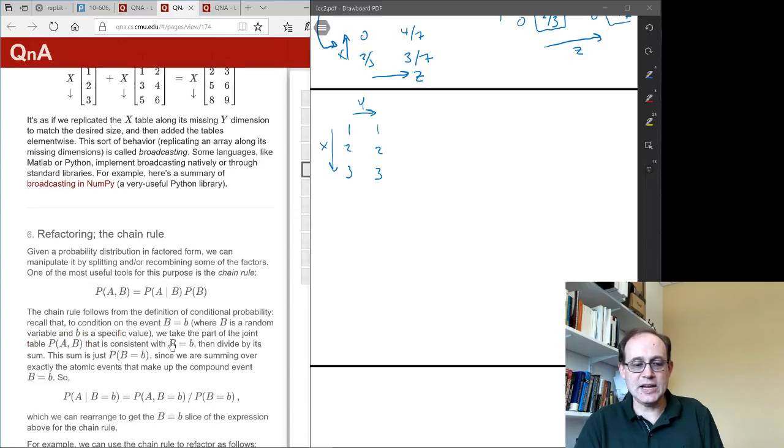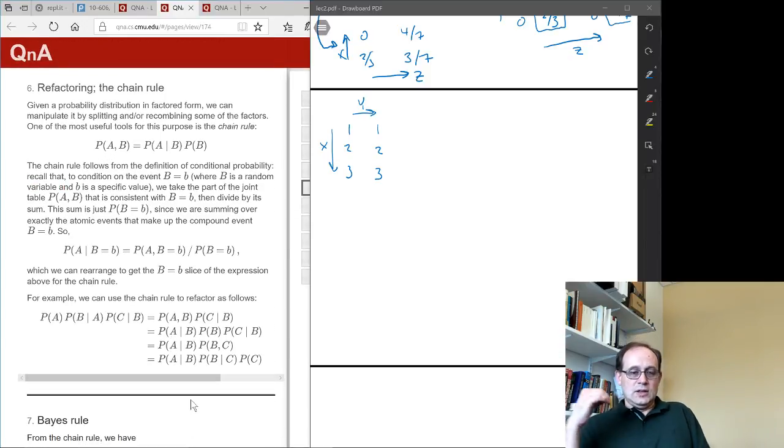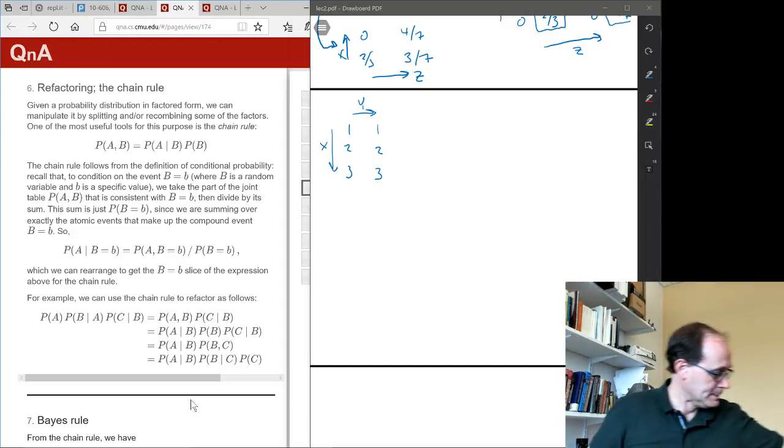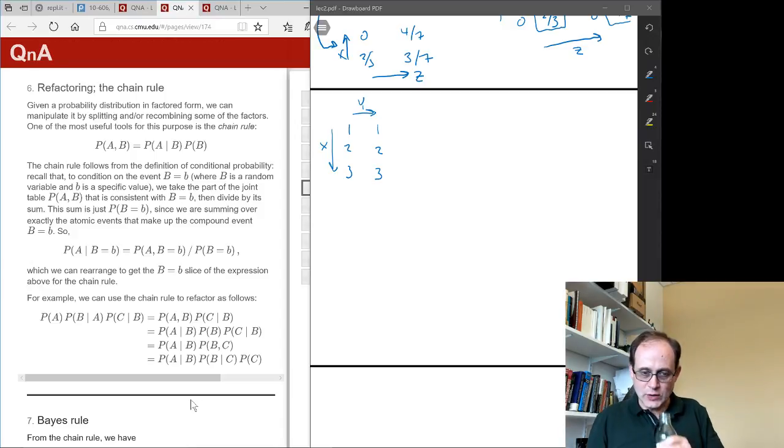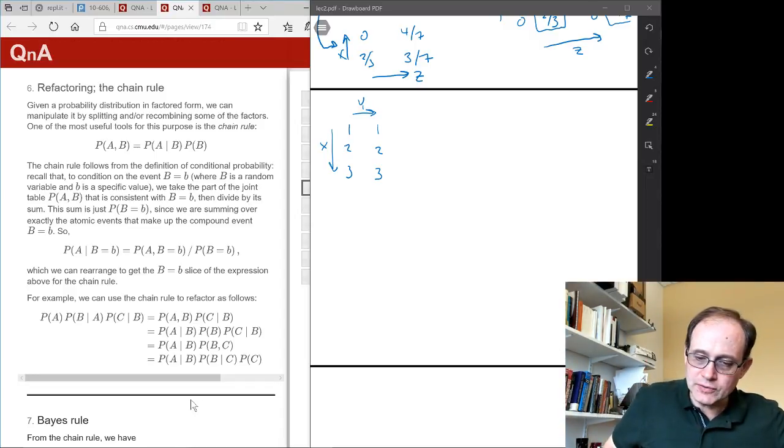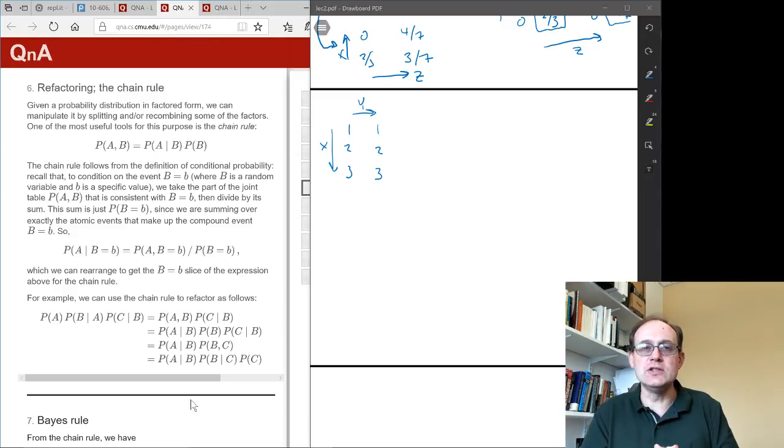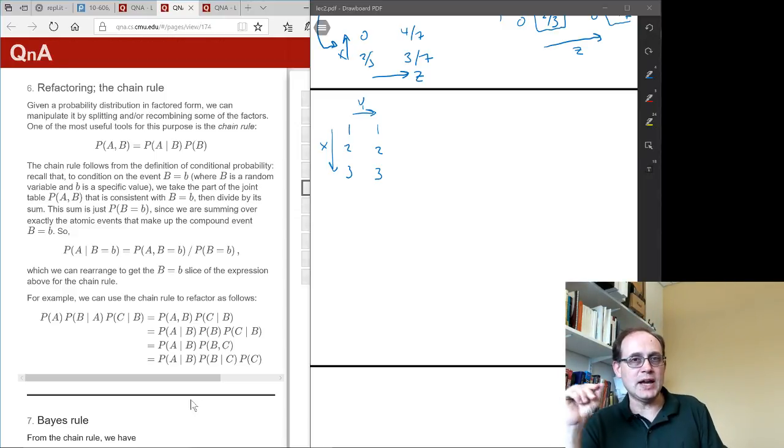So these factored representations, like I said, one of the things that we want to do is avoid ever working with the distribution in its full uncompressed form. So what we want to be able to do is work with distributions in the factored form. And so there's a bunch of very useful operations that you can do on factored distributions. Let's take a look at a few of them. So one of the first ones is the chain rule. Given a probability distribution in factored form, what the chain rule lets us do is manipulate it by splitting and recombining its factors.